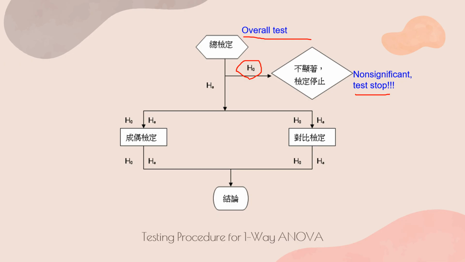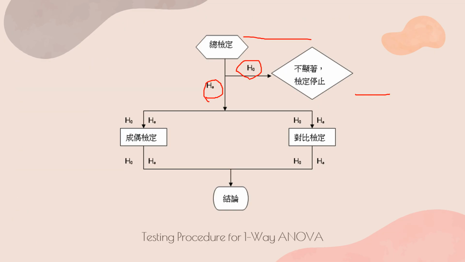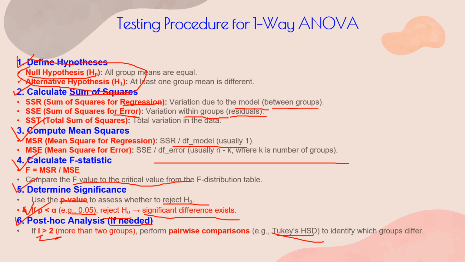Test stops. If you accept the alternative hypothesis, you have to remember H1 means the alternative hypothesis, okay? The other way of writing it is HA, okay? H takes the name, the alternative, okay? HA is okay too. H1 and HA are the same thing, okay?